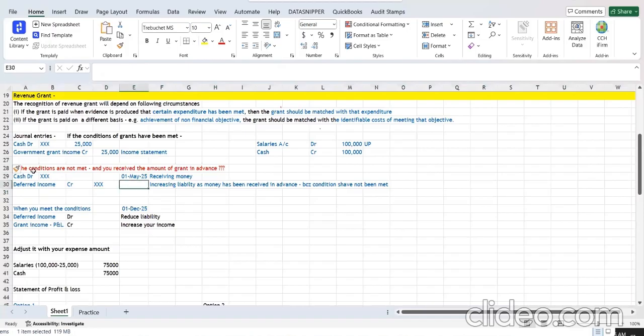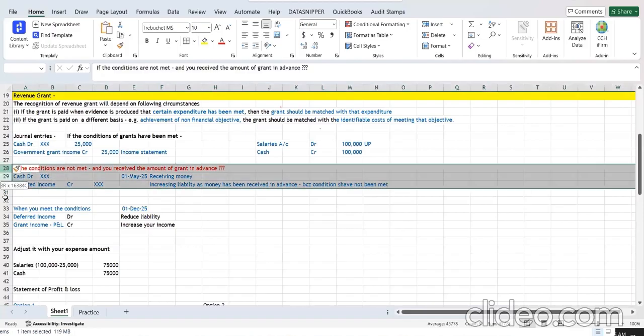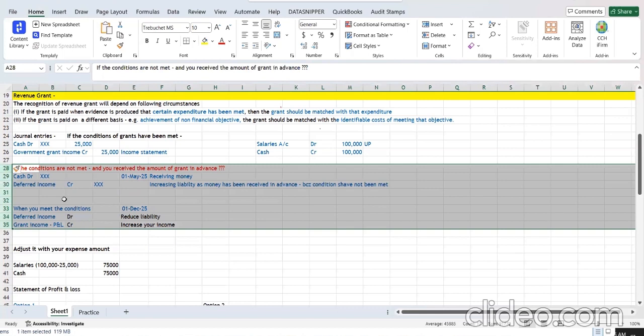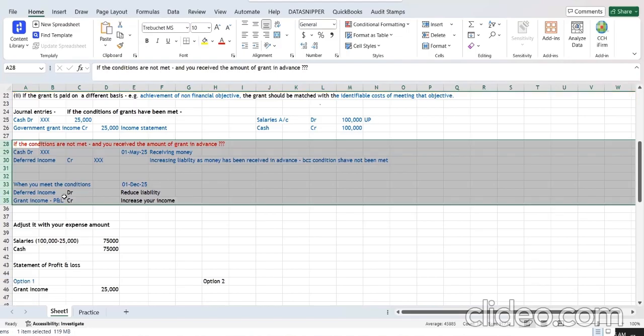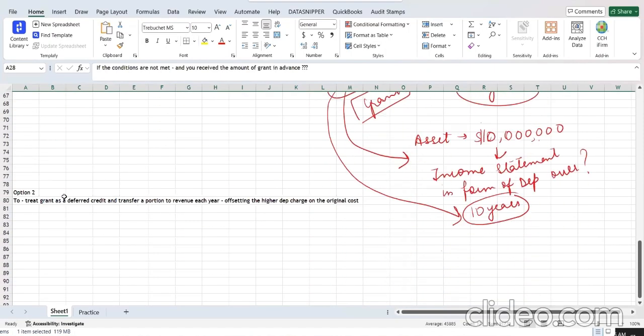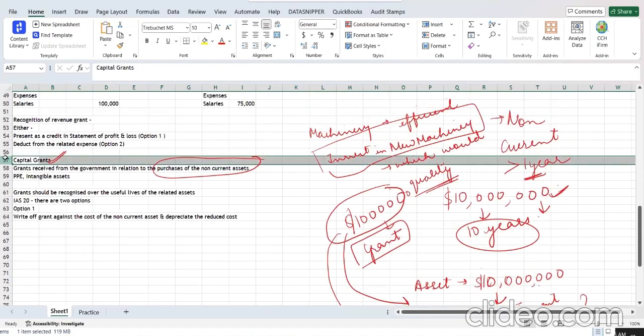I don't think this has been added in your Kaplan textbook, but this is how you should be recording it if your conditions are not met and you have received the money in advance. Okay, so coming back to the capital grants now. Where were we?